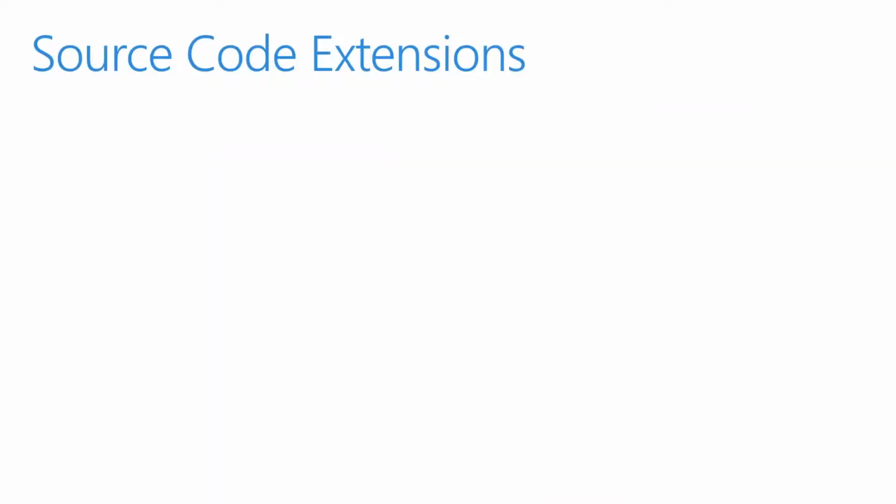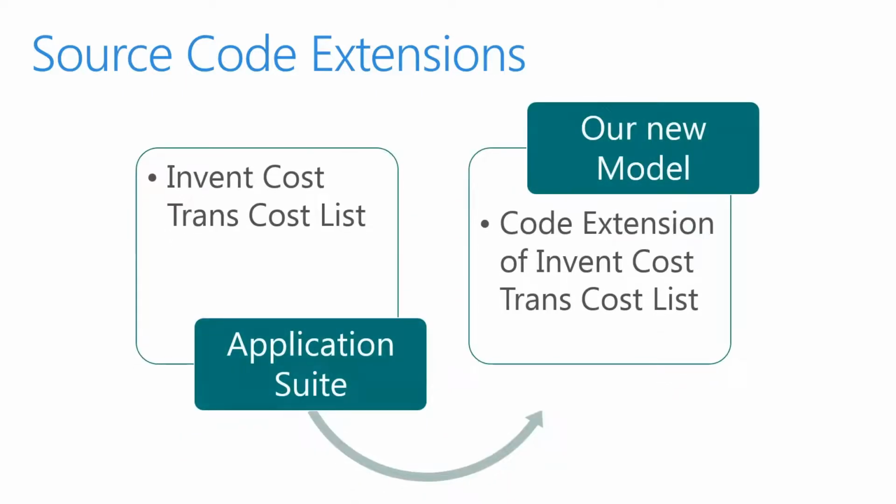When we are developing code in our new extension model and package, we can always create new elements, such as a new class. Remember, we must create references to the models that contain the elements we wish to reference in our code. If we do not reference the application suite, for example, we will not be able to reference the InventCostTransCostList class. So here we have our new model and we are going to be extending the InventCostTransCostList. We must reference the application suite in our new model when we are creating it, or we can update parameters in Visual Studio to do so from the Dynamics 365 menu.